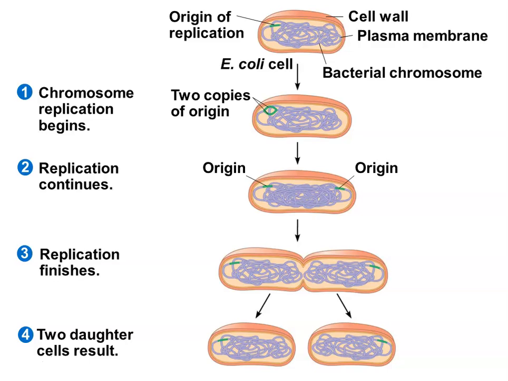So there's kind of an example of what is taking place with that bacterial chromosome in terms of getting it copied. Once the DNA has been copied, the membrane can pinch off and you have two daughter cells.